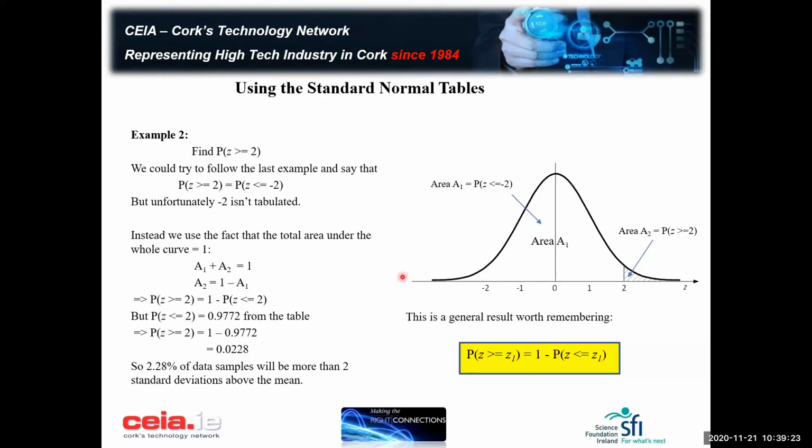Right, look at a second example here. We're looking for the probability that Z is greater than or equal to 2, which is this area over here. Again, that's not tabulated. This area, which I've called A2, isn't tabulated. But this area here, A1, is tabulated, and that represents the probability that Z is less than or equal to 2. Actually, I've written -2 there. That should be 2.